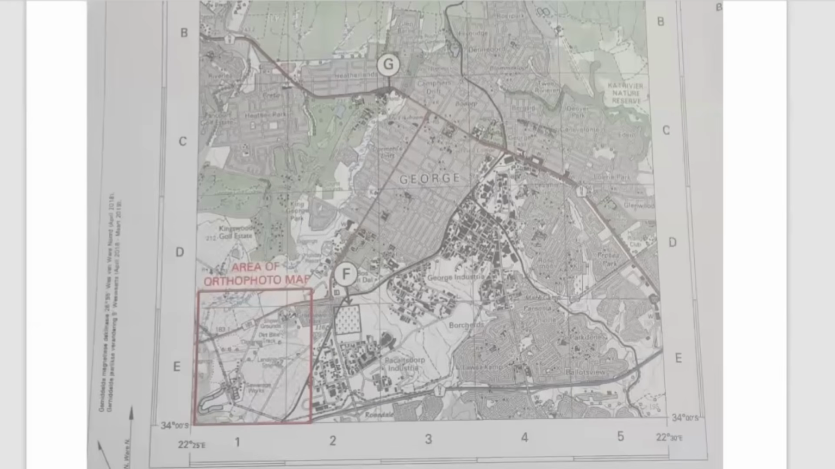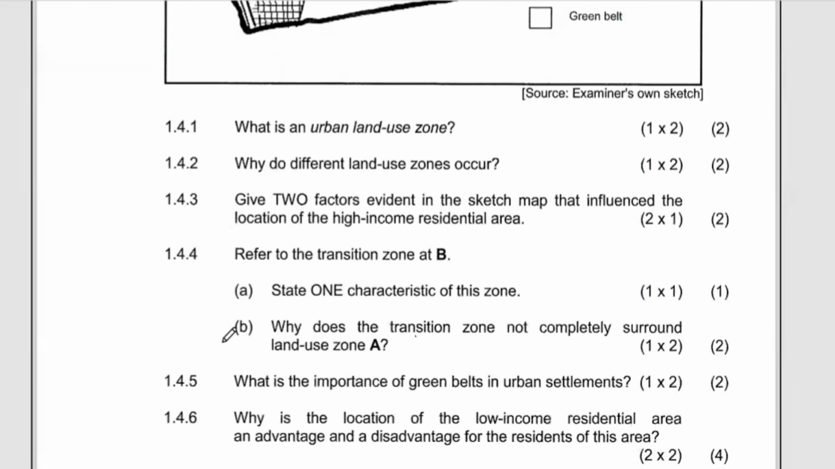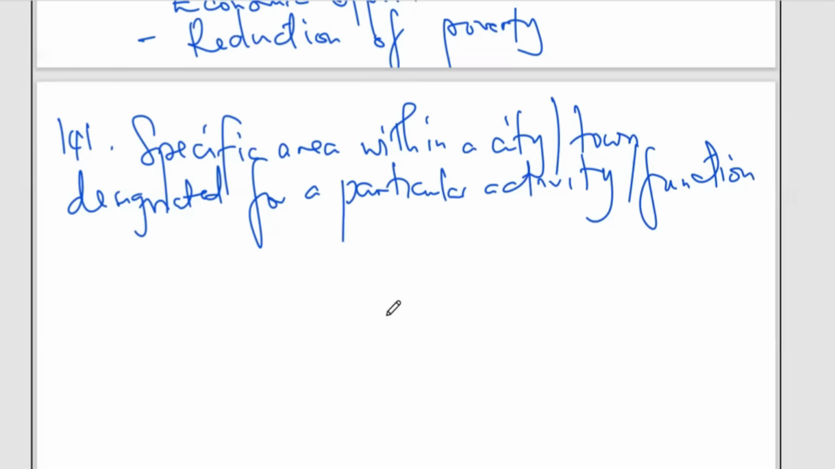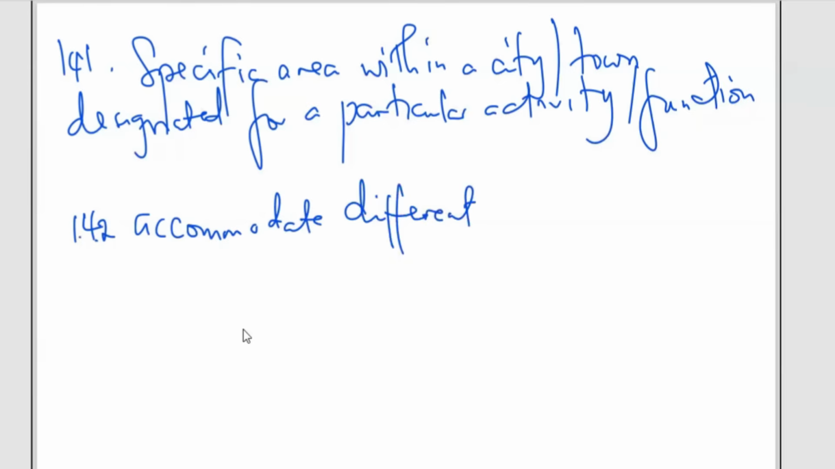Right, we move on to the next question. The next question is question number 1.4.2. Why do different land use zones occur? Why can't we just use the urban area for one purpose? We develop industries in the whole urban area and use that for industrial manufacturing. Why do we have different land use zones? Right, we can say to accommodate different activities. In an urban area, there are different activities that must happen, so we cannot have one land use zone because there are different activities that are supposed to be undertaken.